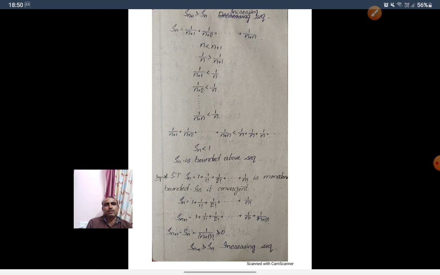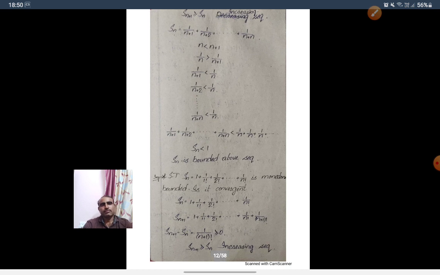See, Sn is equal to 1 plus 1 by 1 factorial plus 1 by 2 factorial plus ... plus 1 by n factorial. Sn plus 1 is equal to 1 plus 1 by 1 factorial plus 1 by 2 factorial plus ... plus 1 by n factorial plus 1 by n plus 1 factorial. Sn plus 1 minus Sn is equal to, all terms get cancelled, we get 1 by n plus 1 factorial. So n is positive, so the whole 1 by n plus 1 factorial is also positive. So Sn plus 1 minus Sn is greater than or equal to 0 for all n. Sn plus 1 is greater than or equal to Sn. So it is an increasing sequence.